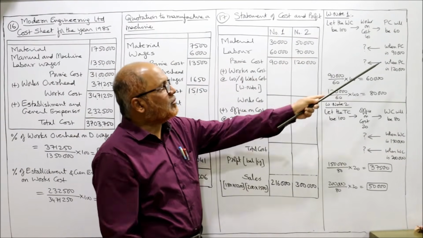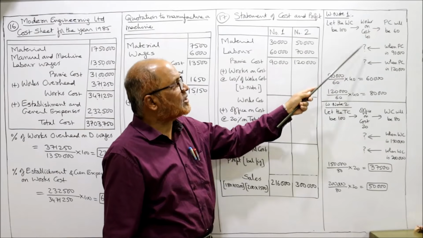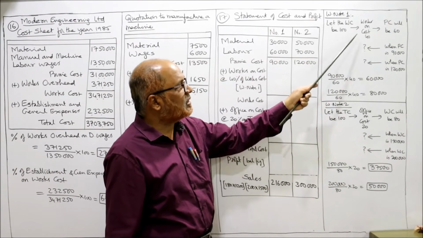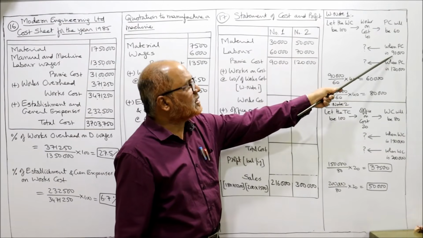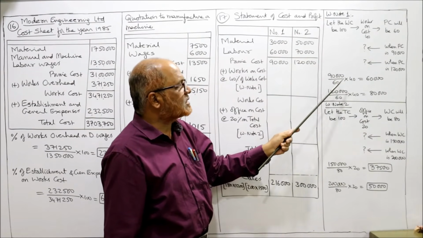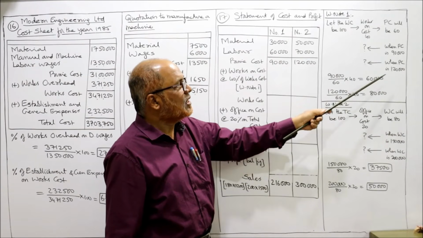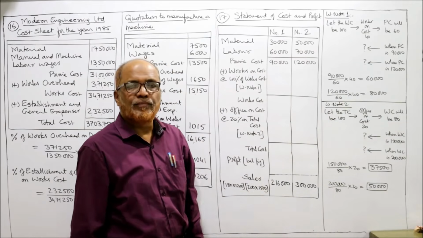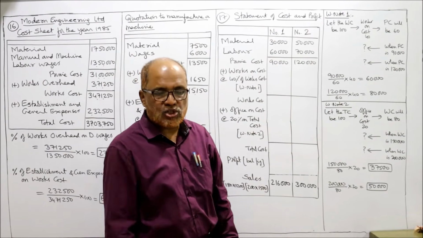What is our actual prime cost? 90,000. When prime cost is 90,000, how much would be the works on cost? When prime cost is 1,20,000, how much would be the works on cost? So 90,000 divided by 60 into 40, you are getting 60,000. 1,20,000 divided by 60 into 40, you will get 80,000. So we got the works on cost.